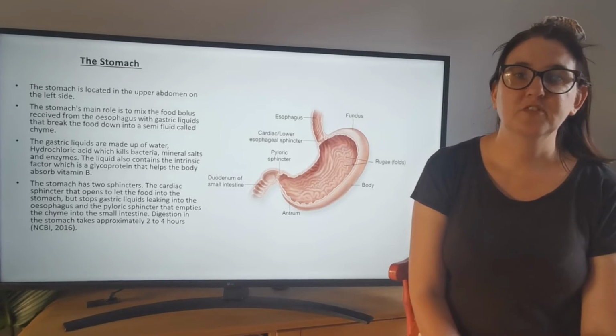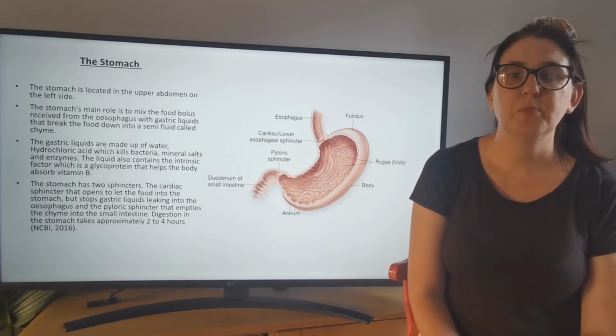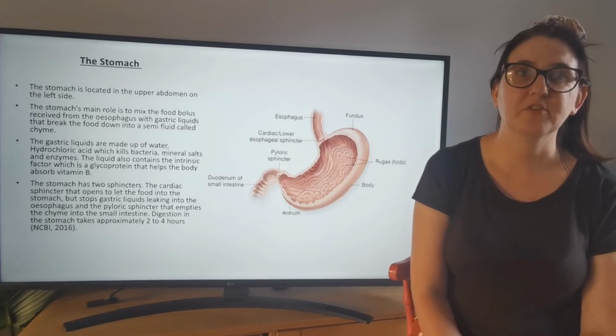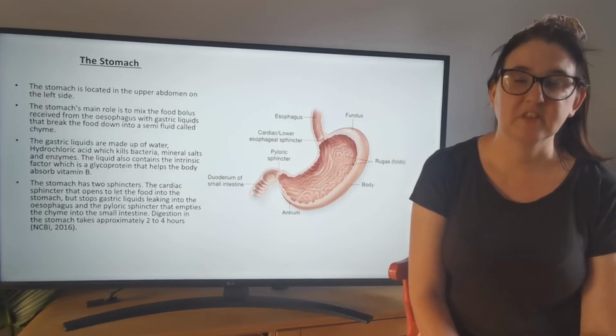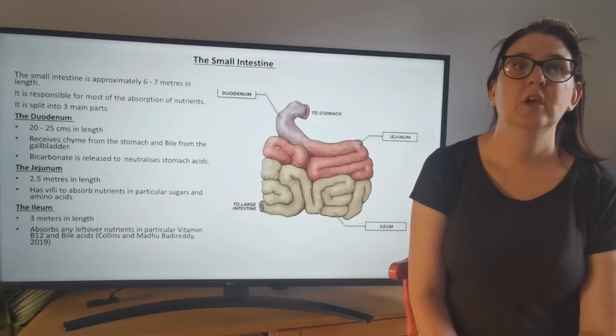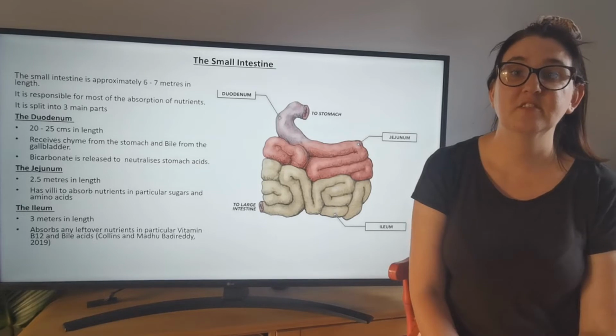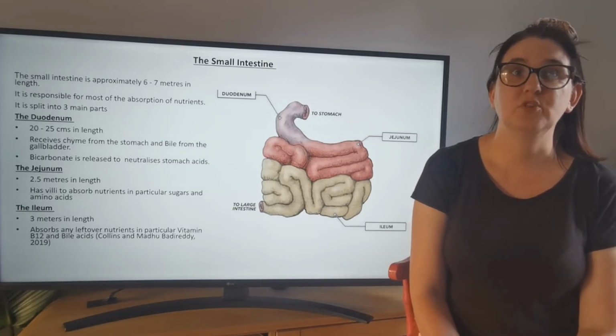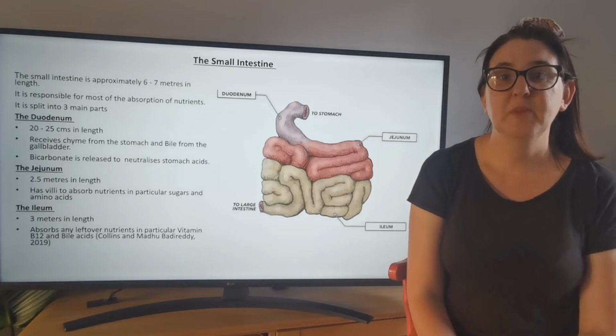The stomach has two sphincters: the cardiac sphincter that opens to let food into the stomach and stops acid going up into the esophagus, and the pyloric sphincter, which empties the stomach contents into the small intestine. The small intestine is 6 to 7 metres in length and is responsible for most of the absorption of nutrients. It is split into three main parts.